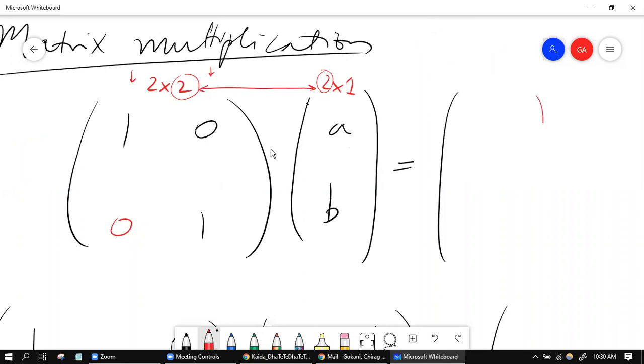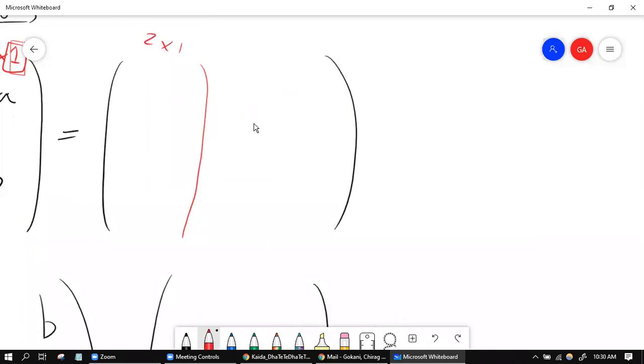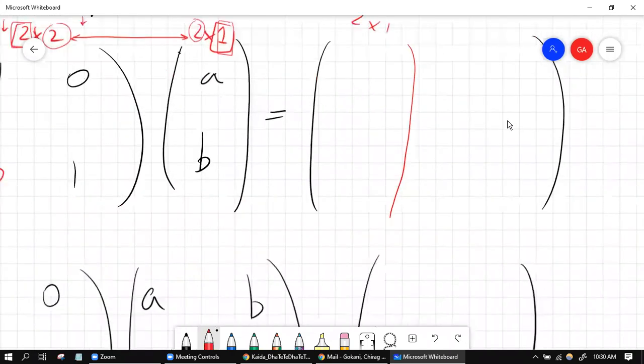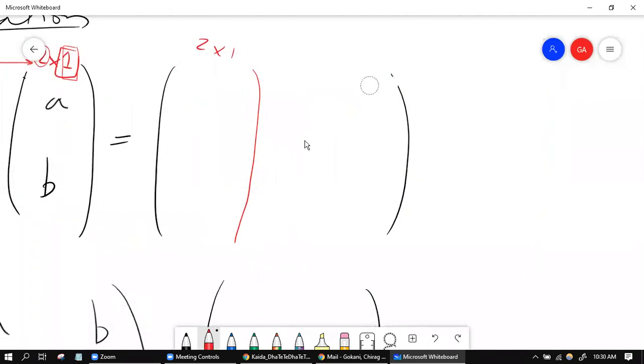What is the dimension of the answer? The dimension of the answer is given by the number of rows of the first matrix, truly this time, and the number of columns of the second matrix. So your answer is going to be 2 by 1. So say I was multiplying. Wait, why is it 2 by 1?